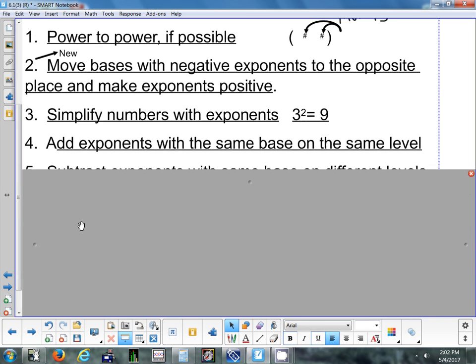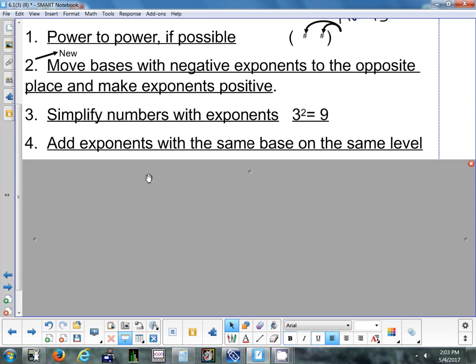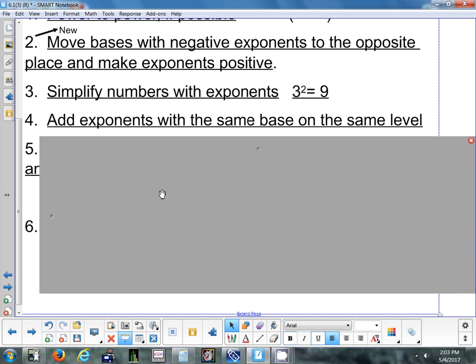Perfect. All right, so the next thing we're going to do is add exponents with the same base on the same level, if we have it. Things that are on the same level, that have the same base, we'll keep the base and we'll add the exponents together. This is what we did on Monday, when we were multiplying exponents. We were really adding the exponents together. Keep the base, add the exponents together. They have to be on the same base, on the same level.